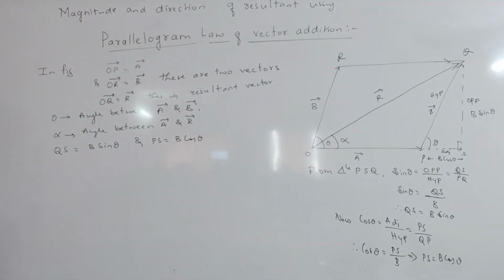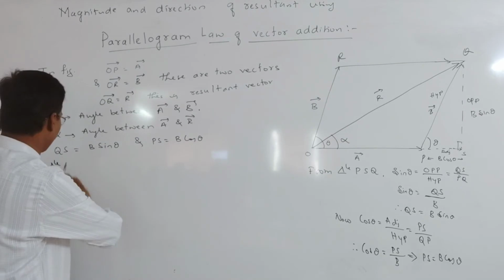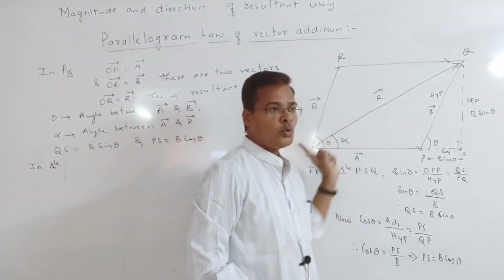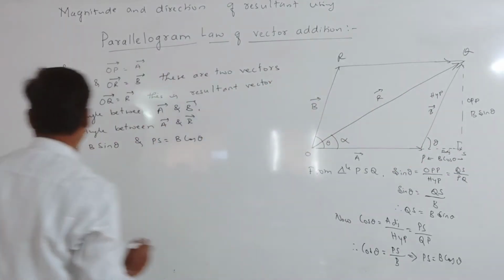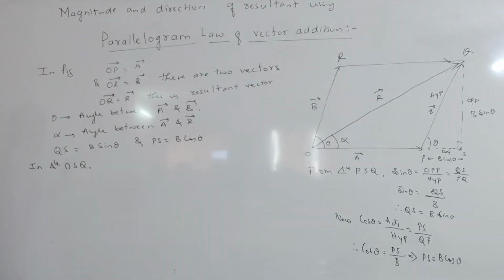B cos theta. Now we are using the parallelogram law of vector addition, and on a triangle we are using the Pythagoras theorem. So in a triangle, wait a minute, this is another triangle, OSQ. One triangle we are taking, triangle OSQ. That is also a right angle triangle.